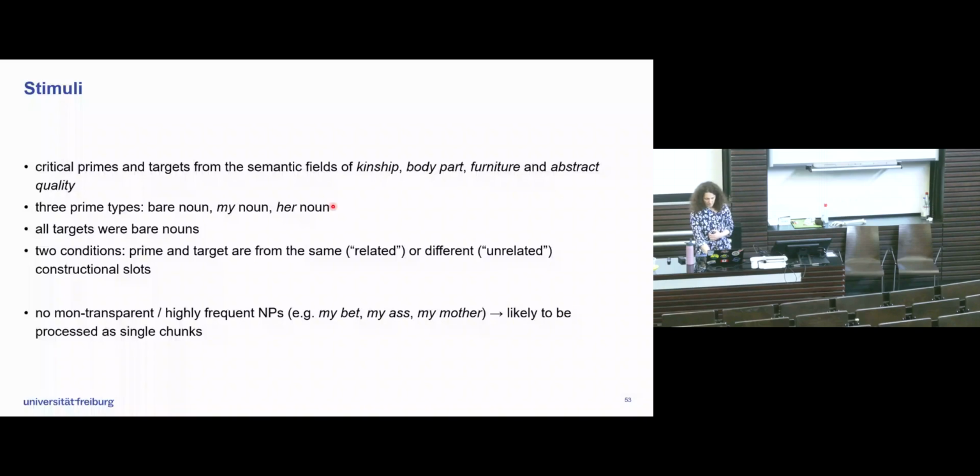We used critical primes and targets from the 4 semantic fields that I just mentioned: kinship, body part, furniture, and abstract quality. We had 3 prime types. First of all, we had a condition where a bare noun precedes another bare noun, for example, nephew, daughter. Then we had a condition where we have a possessive pronoun like "my" before the prime, so "my nephew", "daughter". And then we thought, okay, why not also add "she"? So our third condition was, no, not "she", but "her nephew", "daughter".